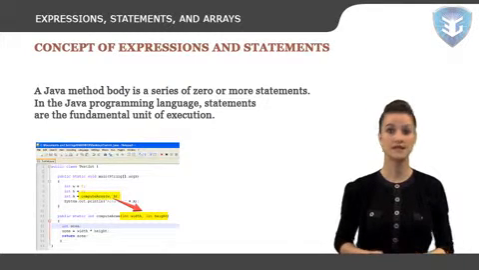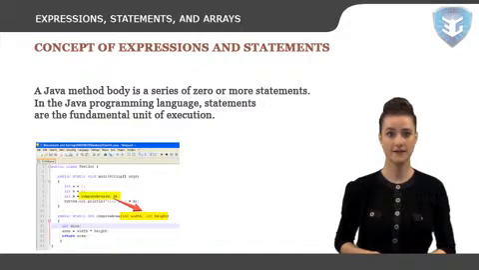All statements except blocks are terminated by a semicolon. Blocks are denoted by open and close curly braces. Statements are executed for their effects. They do not have values. There are many different kinds of statements in Java.